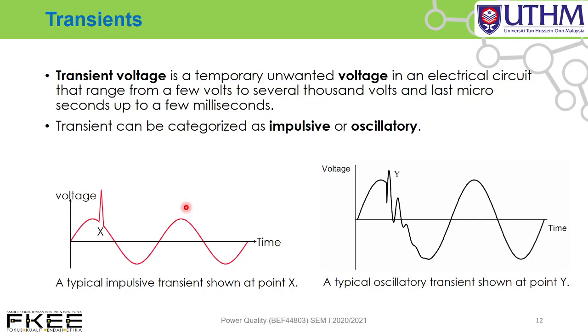This is an example of an impulsive transient. Let's say we have a transient at point X, commonly due to lightning, for example. The voltage will suddenly increase for a few milliseconds, up to maybe kilovolts. Number two, we have the oscillatory transient. It will oscillate for a few cycles maybe. This we call an oscillatory transient.